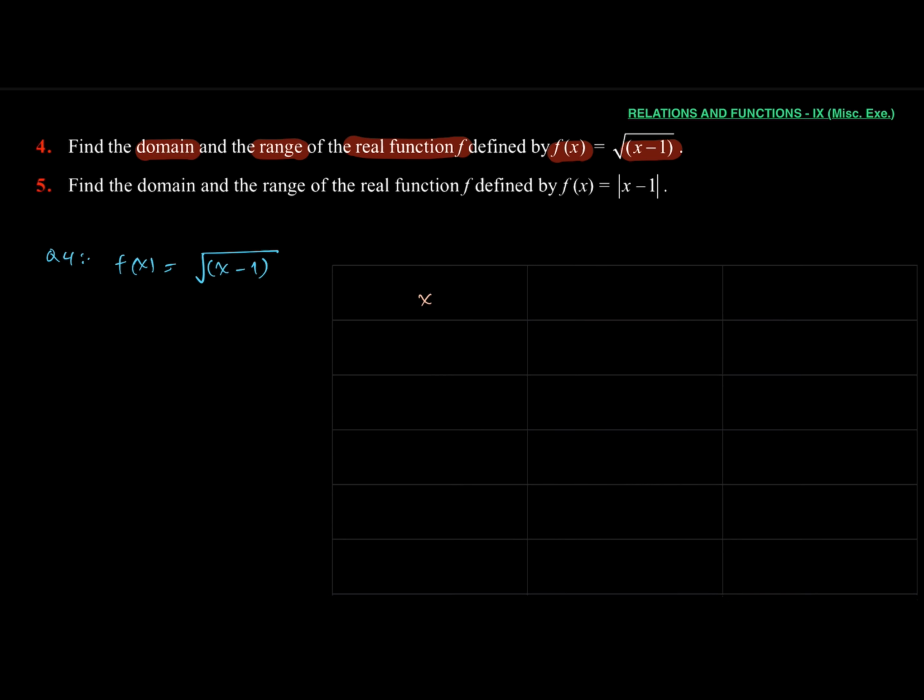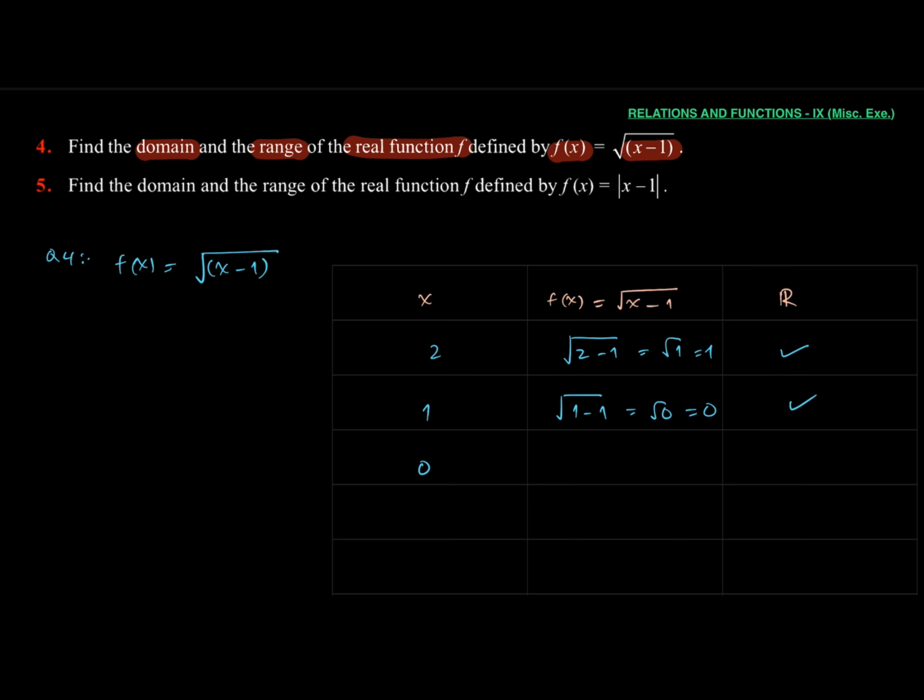Here this column will represent values of x. This one will be our function, which is equal to the square root of x minus 1. And in this column, we'll check whether the output is real or not. Suppose we have the value of x as 2. Then our f of x will become the square root of 2 minus 1. That will be the square root of 1, which is equal to 1, and it is a real number. Similarly, if the value of x is 1, we'll be having the square root of 1 minus 1, that's equal to the square root of 0, that is 0. So this is also a real number.